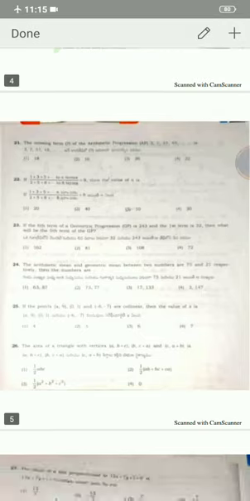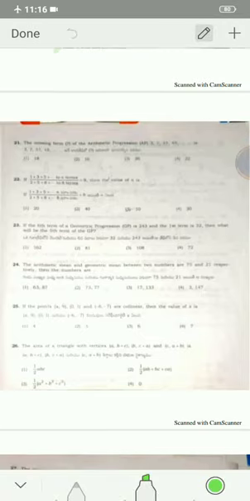Next 20. If x is equal to 1 is common root for these two quadratic equations, then the value of a into b is 2. Okay, option 2. Next 21. So the missing term in this series is 18. Option 1. 22nd one. So 1 plus 3 plus 5 plus so on n terms by 2 plus 5 plus 8 plus so on 8 terms equal to 9. So the value of n is 30.